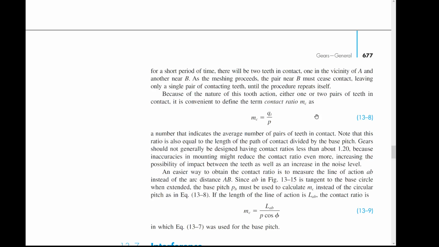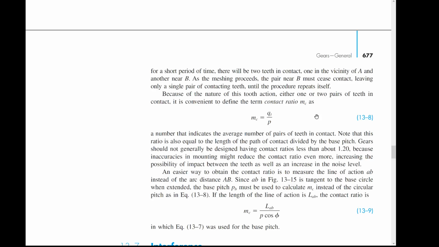Because of the nature of this tooth action, either one or two pairs of teeth in contact, it is convenient to define the term contact ratio, M sub C, as M sub C equals Q sub t over p. A number that indicates the average number of pairs of teeth in contact.